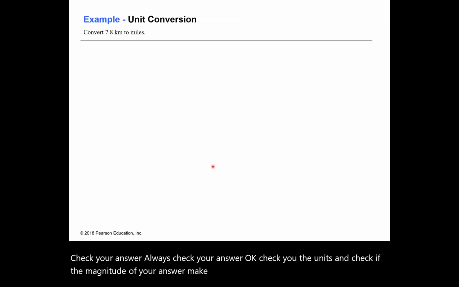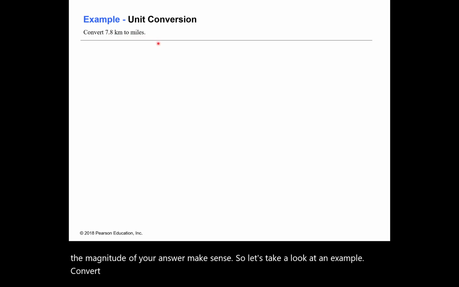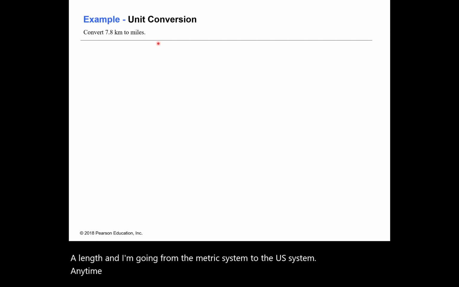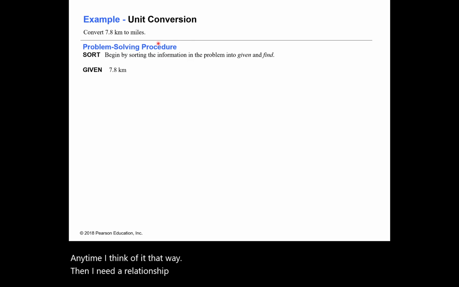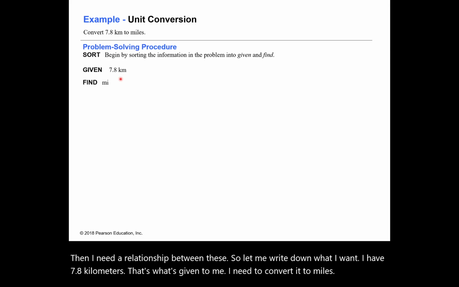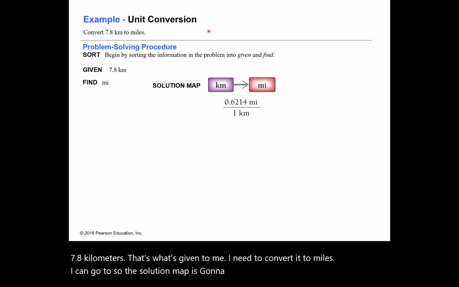So let's take a look at an example. Convert 7.8 kilometers to miles. So I'm going to ask myself, I'm actually converting a length measurement, and I'm going from the metric system to the US system. Anytime I think of it that way, then I need a relationship between these. So let me write down what I want. I have 7.8 kilometers. That's what's given to me. I need to convert it to miles. So the solution map is going from kilometers to miles.